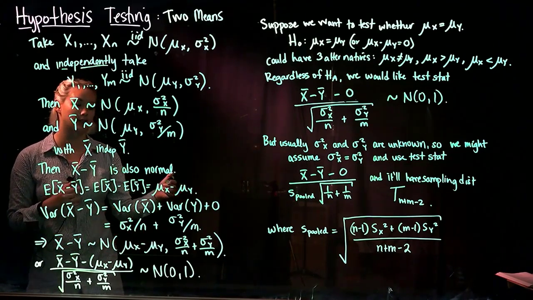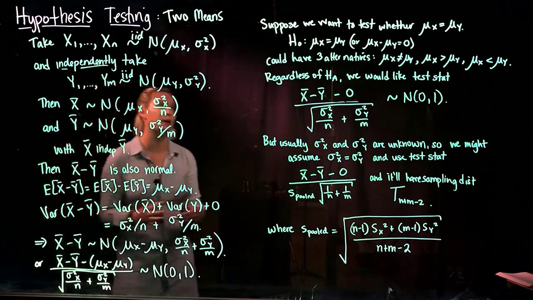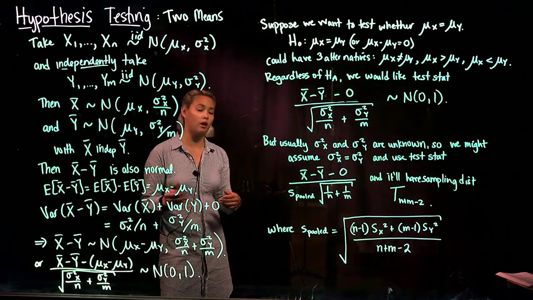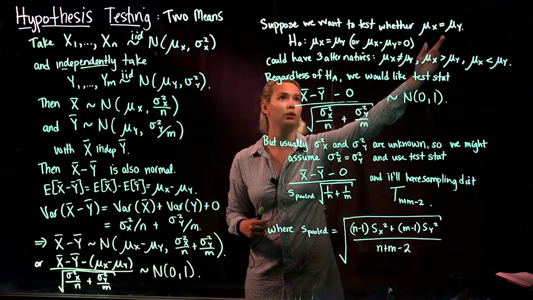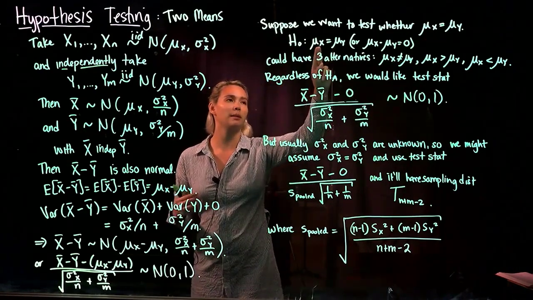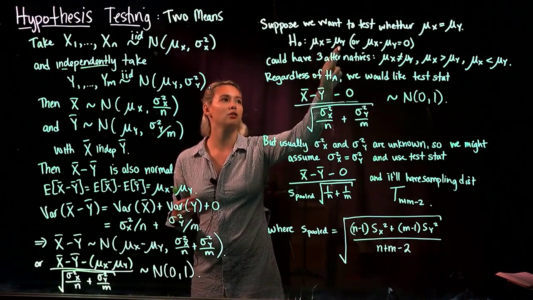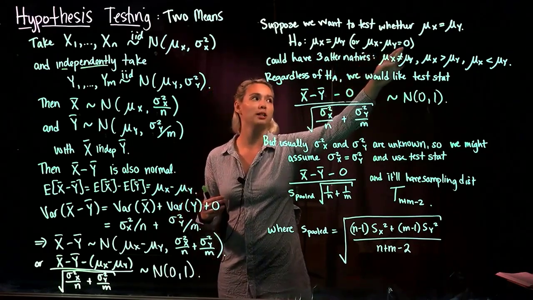This will come in useful when we do our hypothesis testing. Okay, so suppose that we want to test the hypothesis of, are these two means equal? In other words, we want to know, is mu x equal to mu y? So our null hypothesis is that the two means are equal, or equivalently, we could write it as mu x minus mu y equals 0.